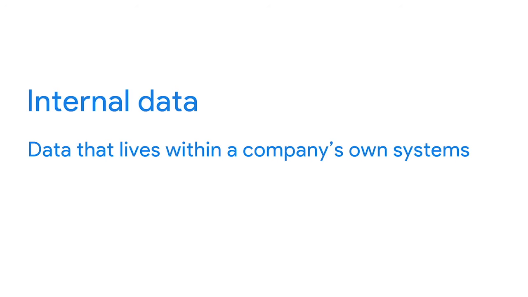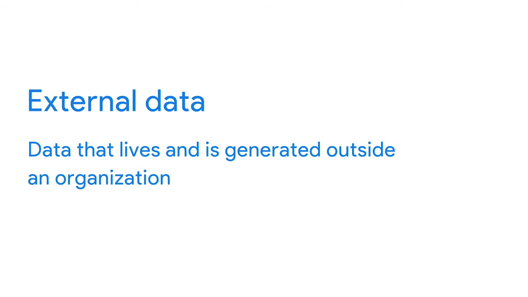Earlier, you learned that there are two basic types of data used by data analysts: internal and external. Internal data is data that lives within a company's own systems. It's typically also generated from within the company. You may also hear internal data described as primary data. External data is data that lives and is generated outside an organization. It can come from a variety of places, including other businesses, government sources, the media, professional associations, schools, and more. External data is sometimes called secondary data.